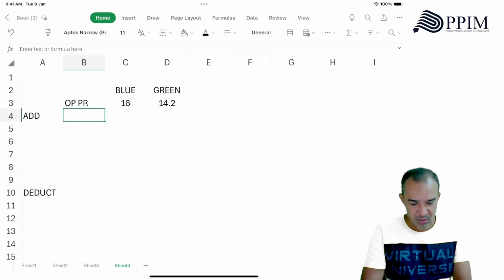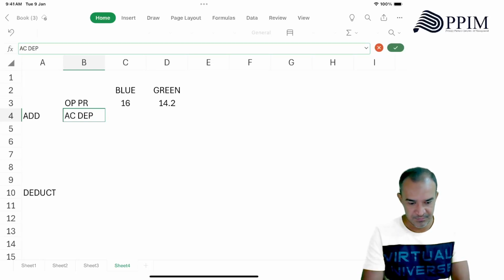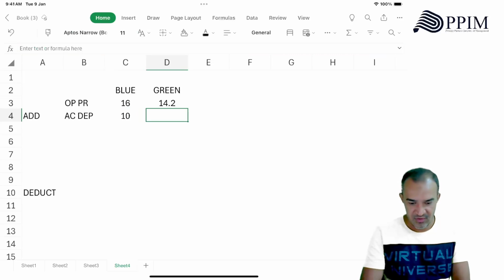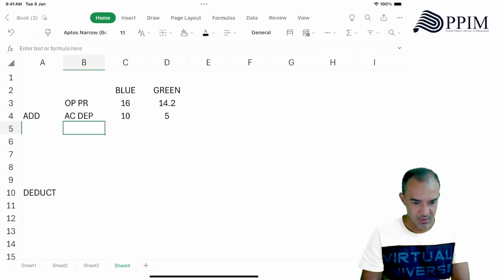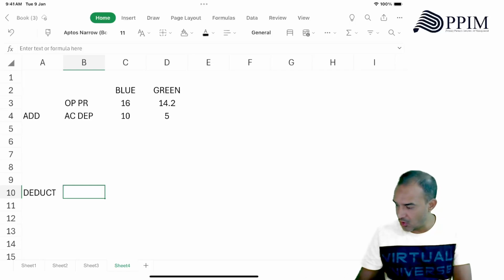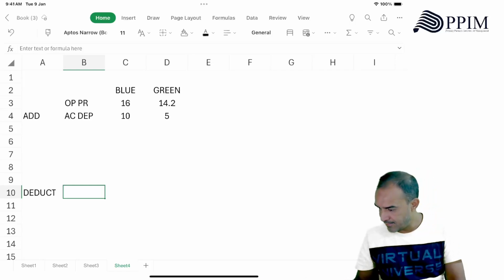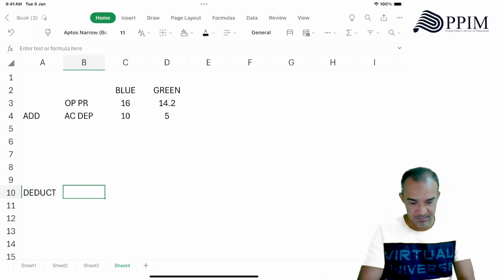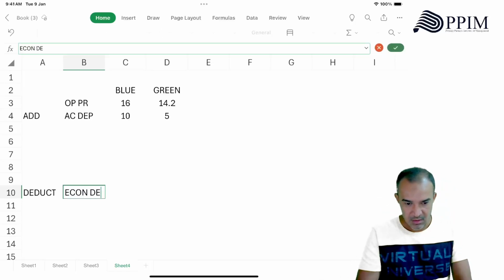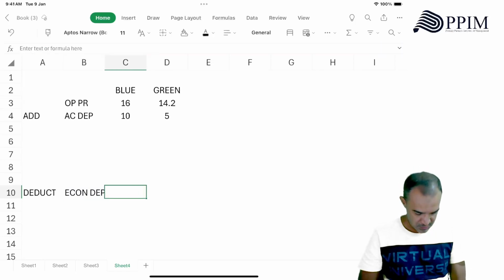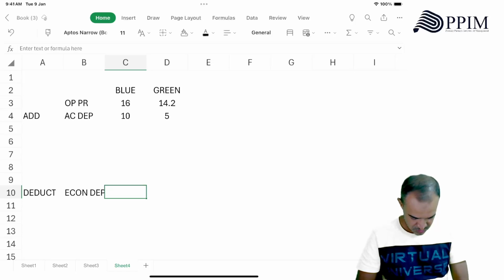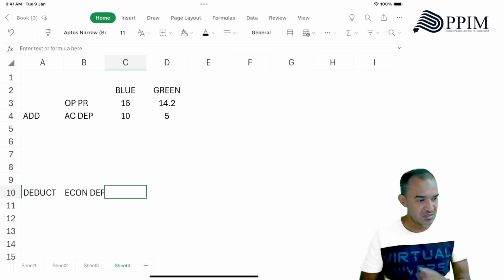Right, so add the, we can do the accounting depreciation, which is 10 and 5. But then they're talking about economic depreciation, isn't it? So that we need to deduct economic depreciation, which is 9 and 4.